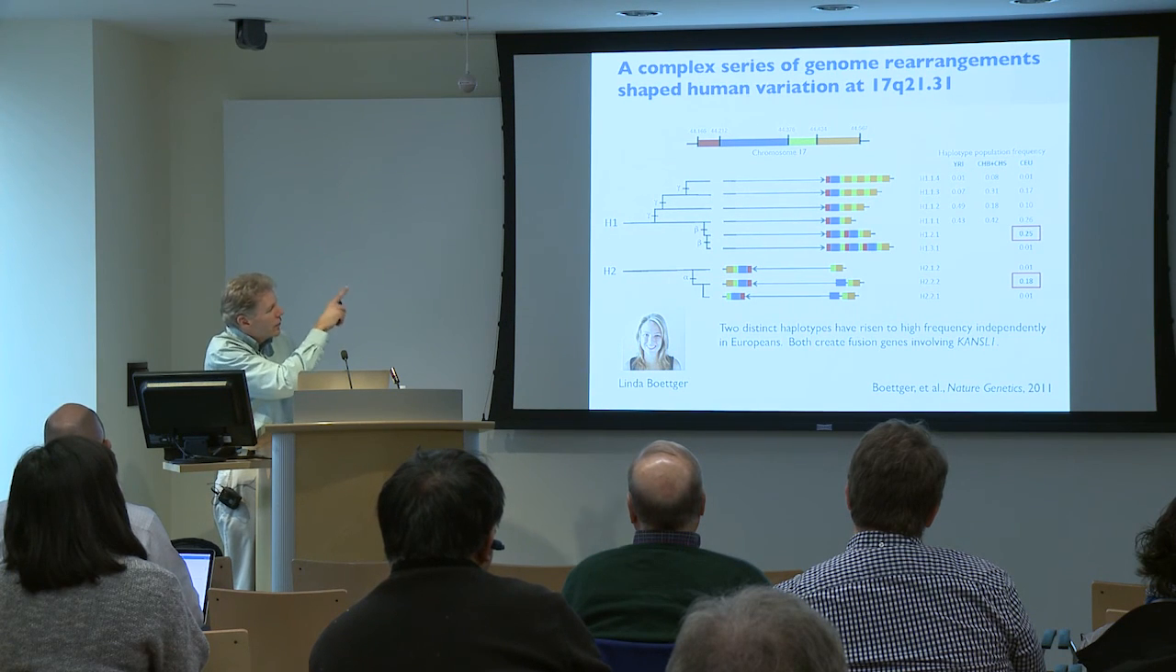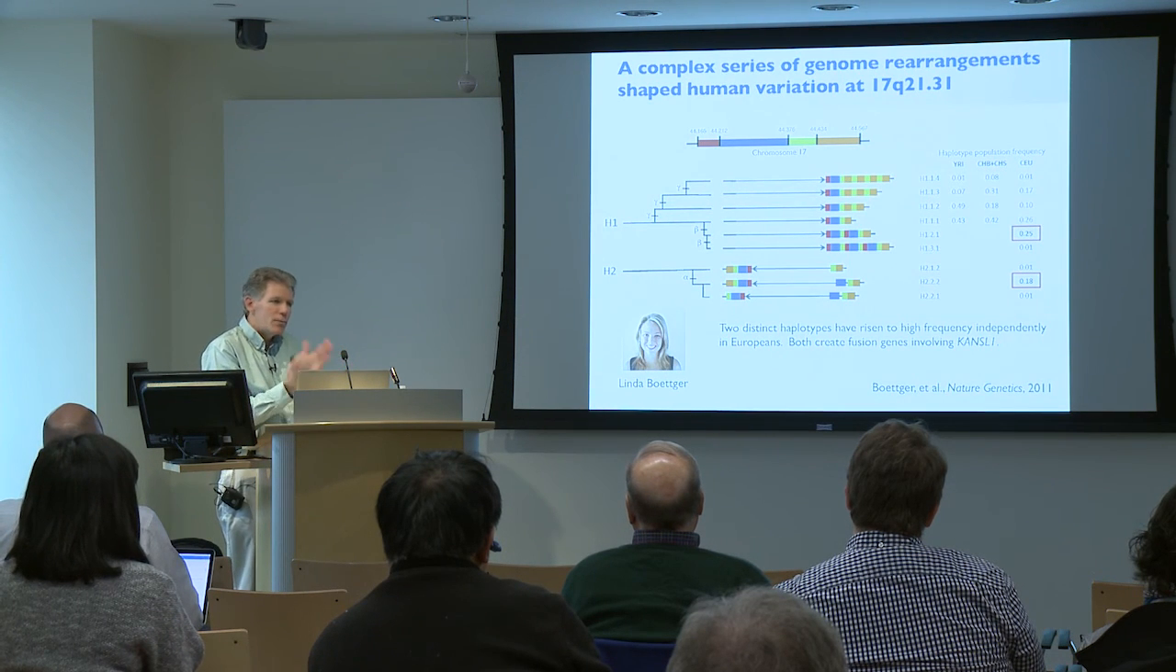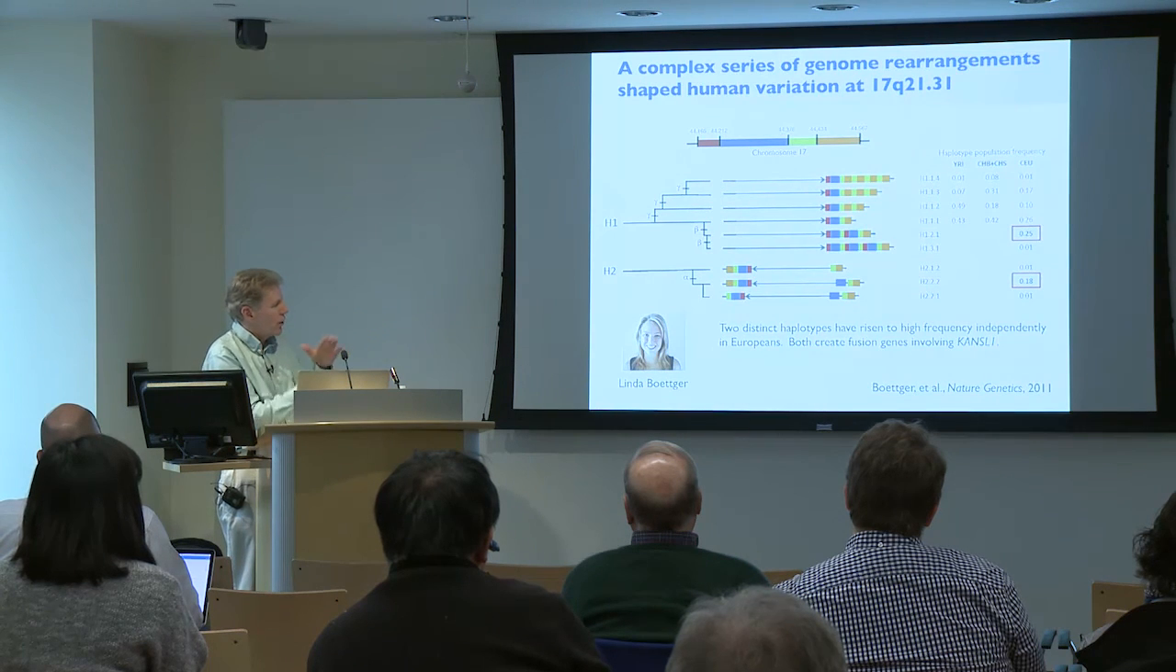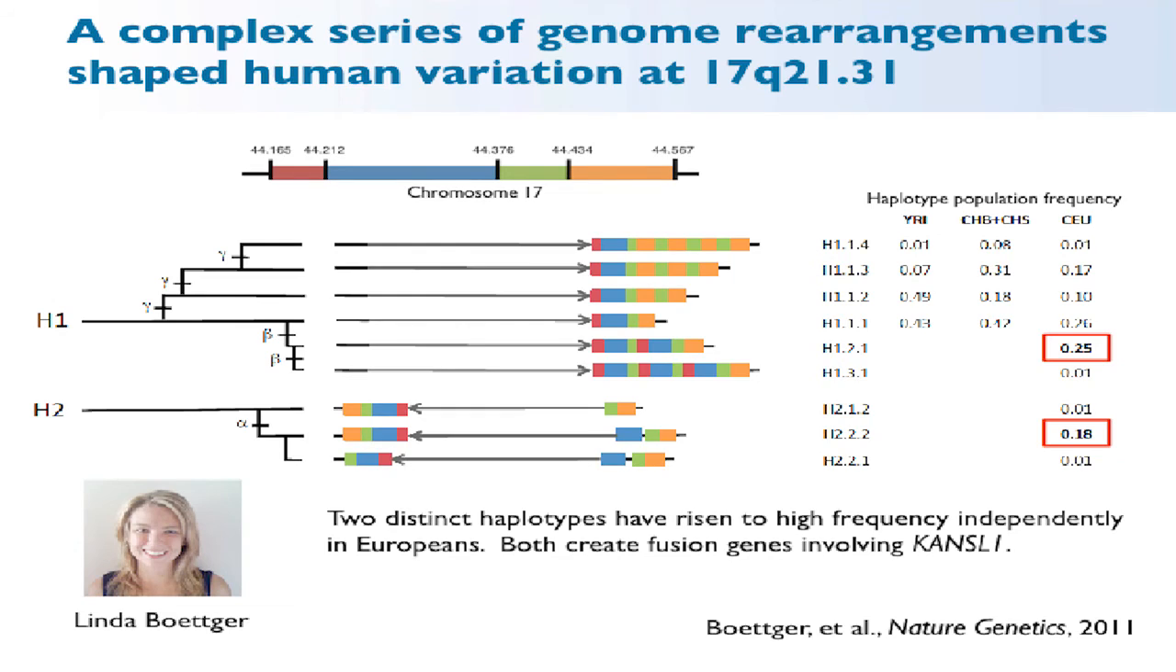First of all, the history, which is shown by the tree on the left. They're on different branches. And also this large inversion keeps recombination from happening almost all the time between people who carry either what we call the H1 form or the H2 inverted form. And the other thing Linda discovered was that something in common between these 2 haplotypes is they both create fusion genes that involve CANCL1. They're slightly different fusion gene products.